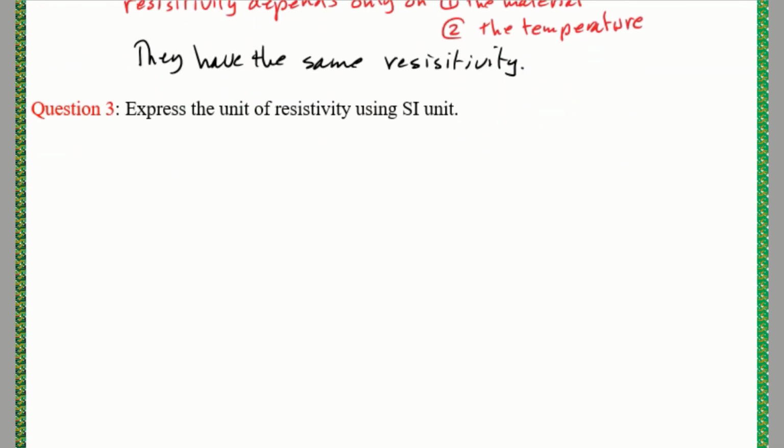Now express the unit of resistivity using the SI units. For this question, you can use either of these two equations. Resistivity equals E over J, or R equals rho L over A, then rho is R A over L. You can follow any of these two equations to find the unit of the resistivity.